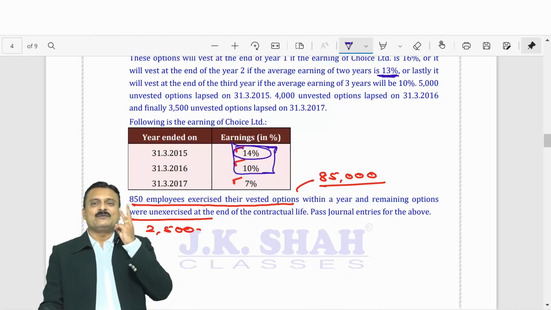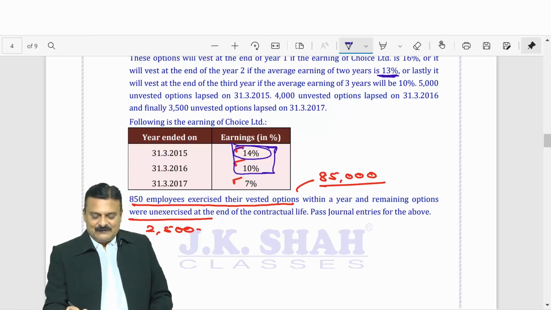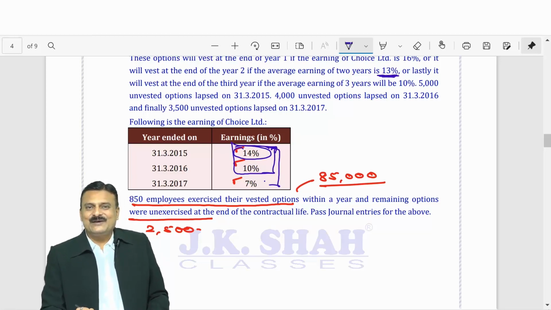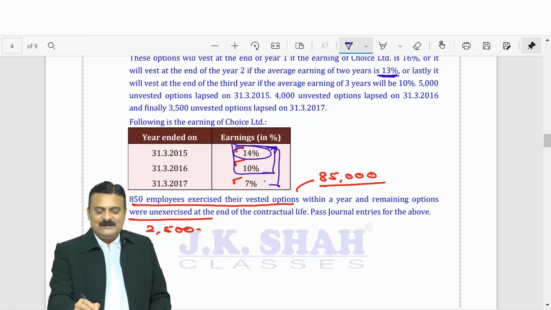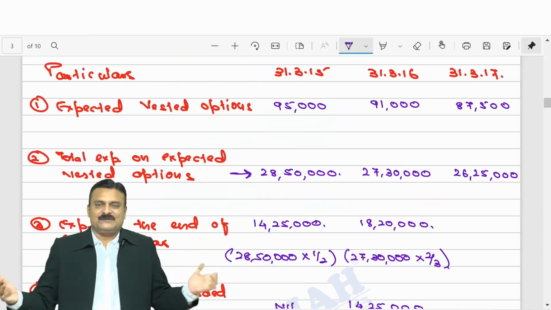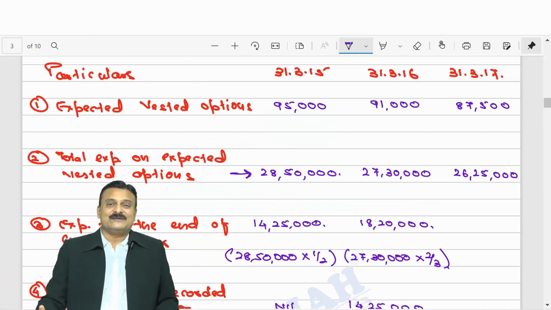Condition was average of 3 years should be 10%. 14 plus 10, 24 plus 7, 31. 31 divided by 3, 10.33333 infinitely. Requirement was 10, ours is 10.33. So yes, vesting period is finalized now, 3 years.